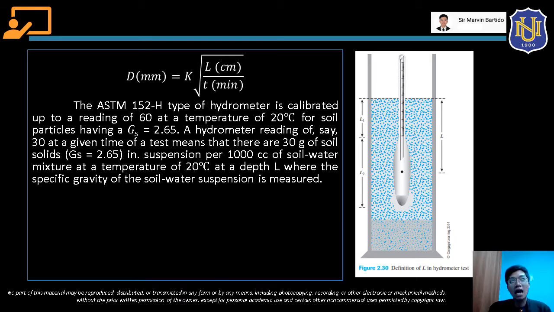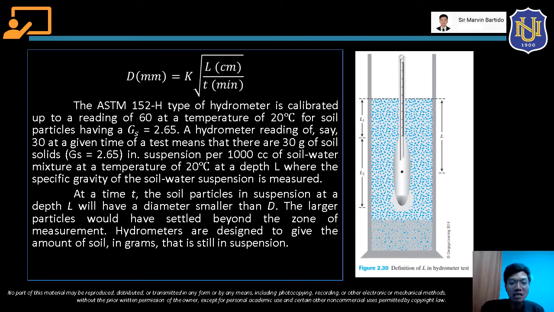Okay. Also, class, if what we immerse the hydrometer in is just water, with no soil and no other component, then the reading should be 0, because there are 0 grams of soil particles in that water, if the water is pure or distilled. So the reading should be 0. Anyway, at a time t, the soil particles in suspension at a depth L will have a diameter smaller than d.